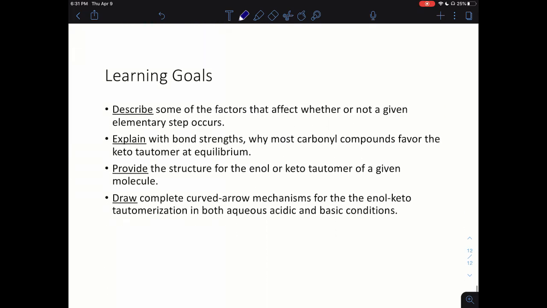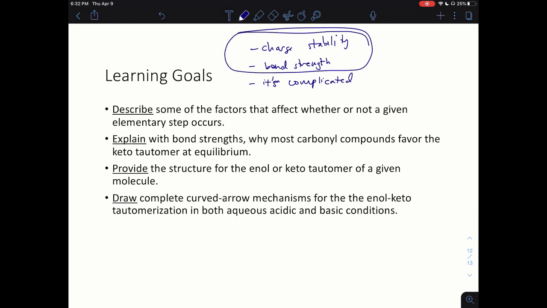All right, let's see if we've achieved our learning goals. Can you describe some factors that affect whether or not a given elementary step occurs? I think that you can. So charge stability. What else did we say? Bond strength. And then we said it's complicated. There's just a bunch of factors that we're not going to learn in this class and that you're not going to learn unless you go to graduate school. So it's beyond the scope of this class. But in this class, we'll use charge stability and bond strength to analyze these reactions.